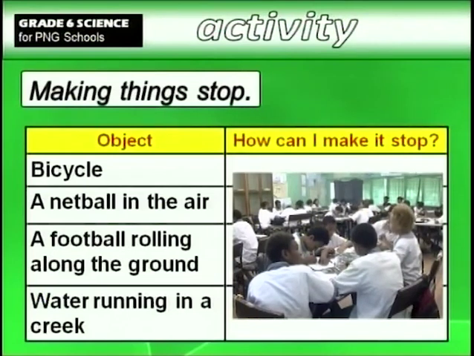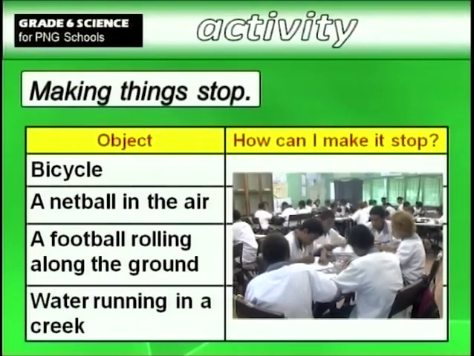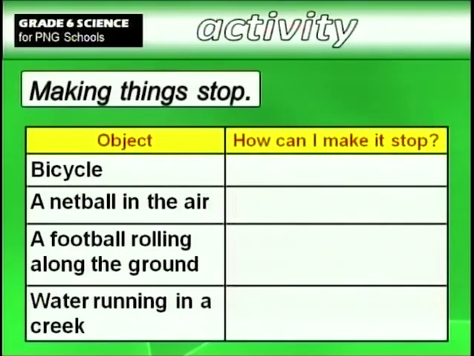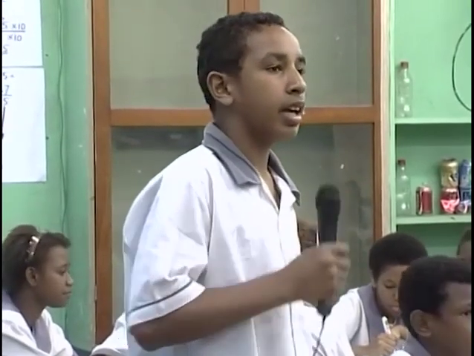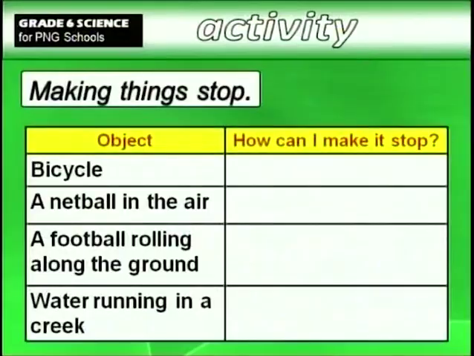Okay, receiving students in 6C, by now you should complete the table. Let's go through some of the answers together. Okay, let's look at the first object, bicycle. How can you make it stop? Brett, thank you. By using a brake. Okay, very good.